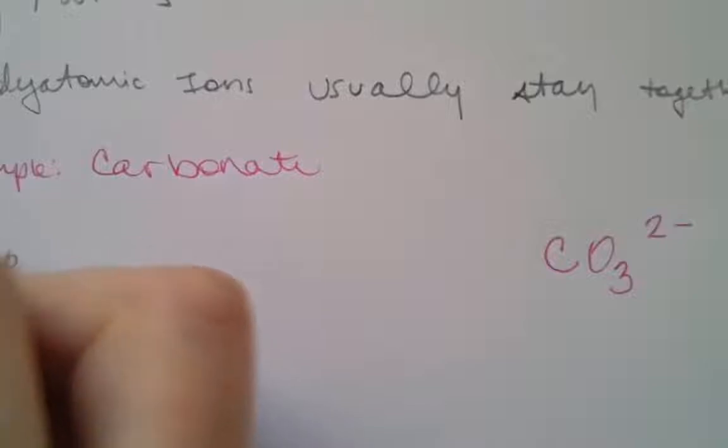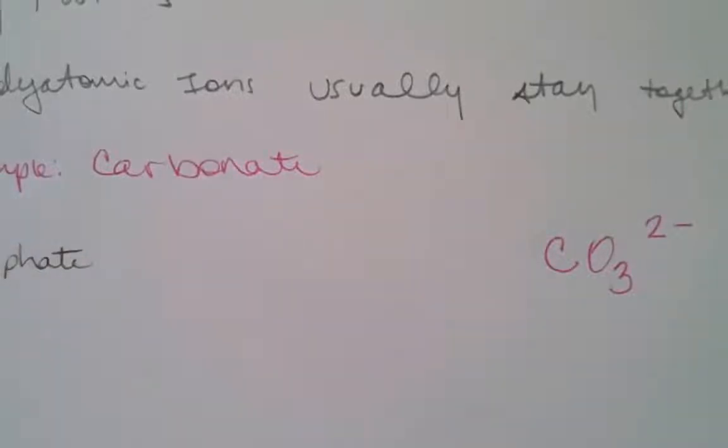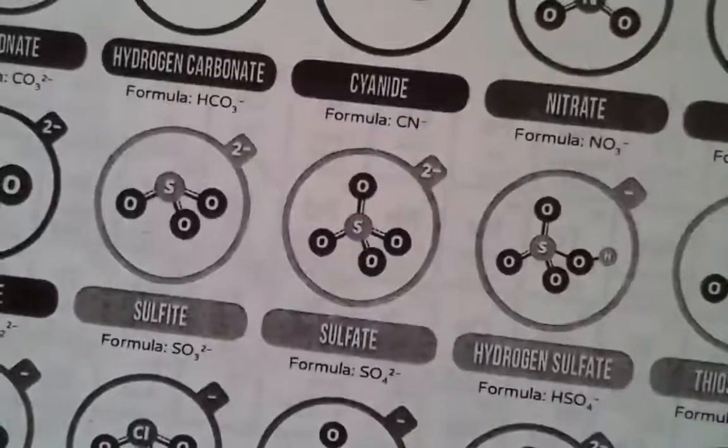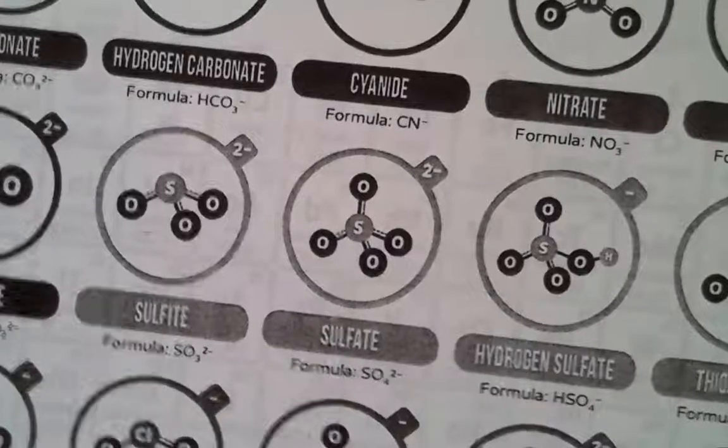Another one that you'll see a lot is phosphate. You've heard of, like, this soap or shampoo does not have phosphates. Phosphates cause your ponds to get all gunky and gross. Your phosphate is located here.